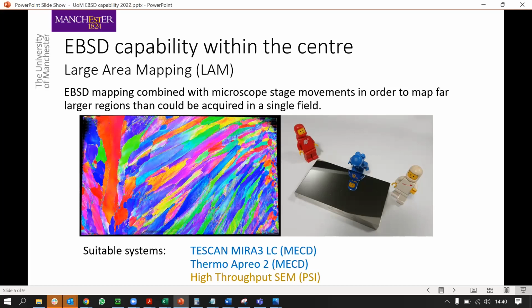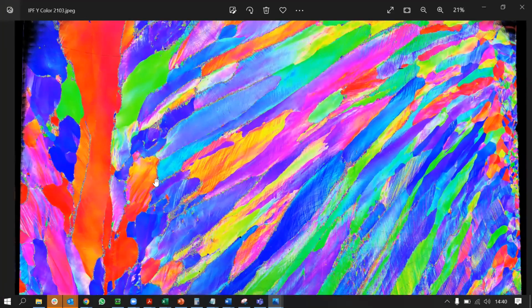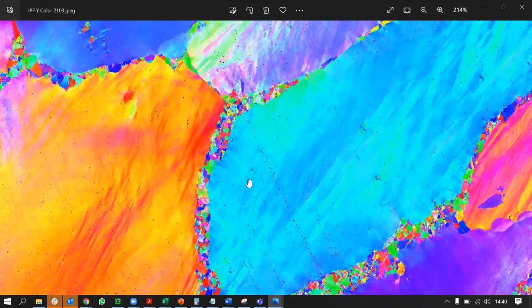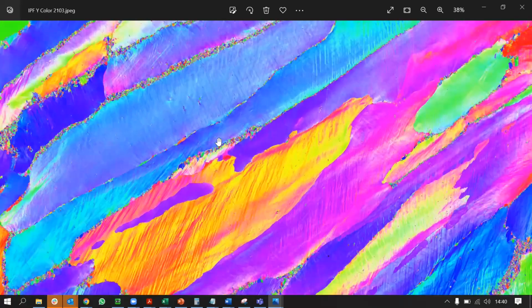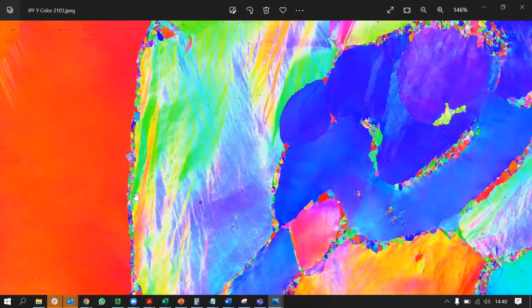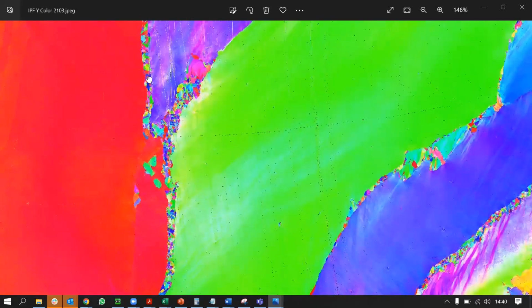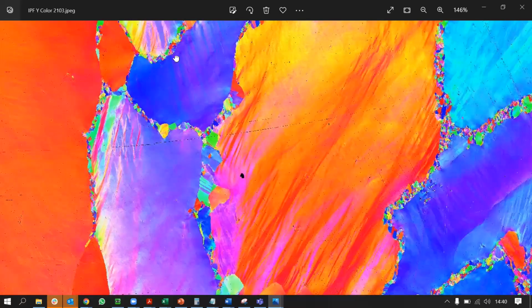So in this sample, I have my Lego men for scale. This sample is around about 10 centimeters wide and about 6 or 7 centimeters high. This doesn't quite do it justice, so I have loaded up the image here so you can really see the advantage of the large area mapping, because this map has got lots of tiny recrystallized grains along the grain boundaries. This map is enormous, but with the new detectors, it didn't take that long to collect. It collected in about 24 hours.